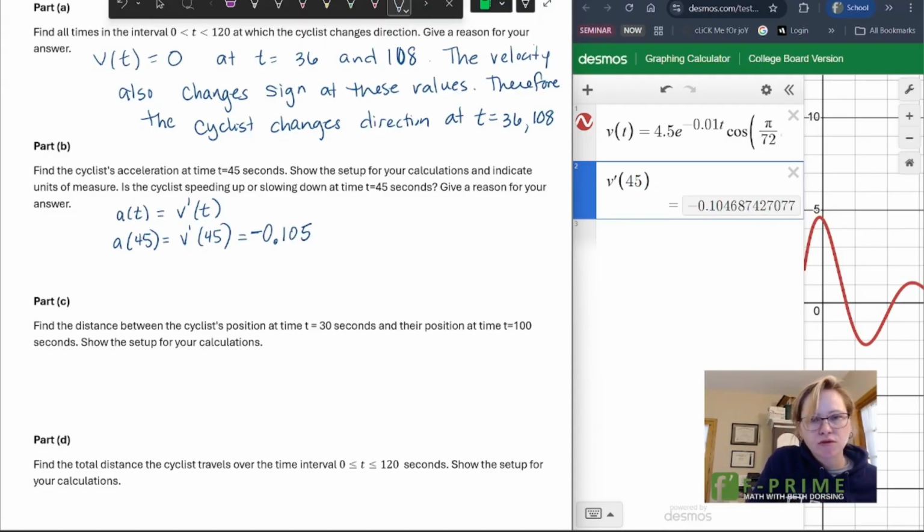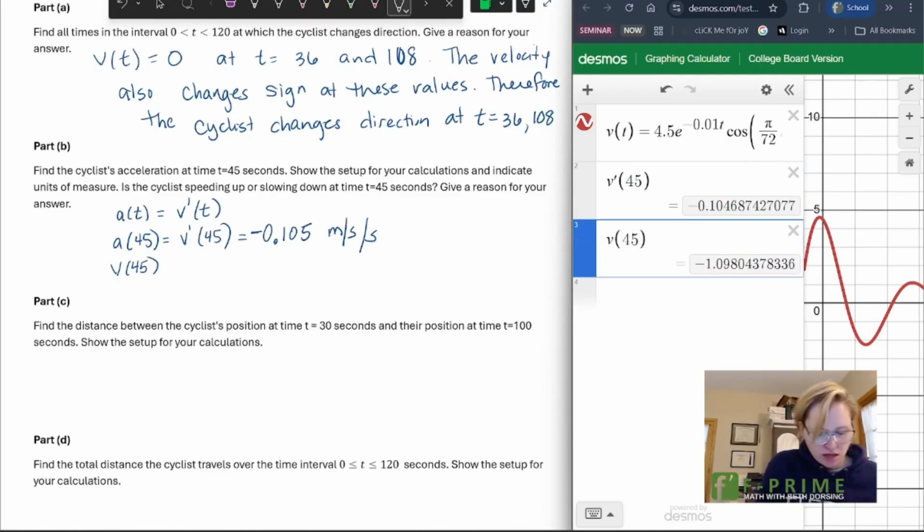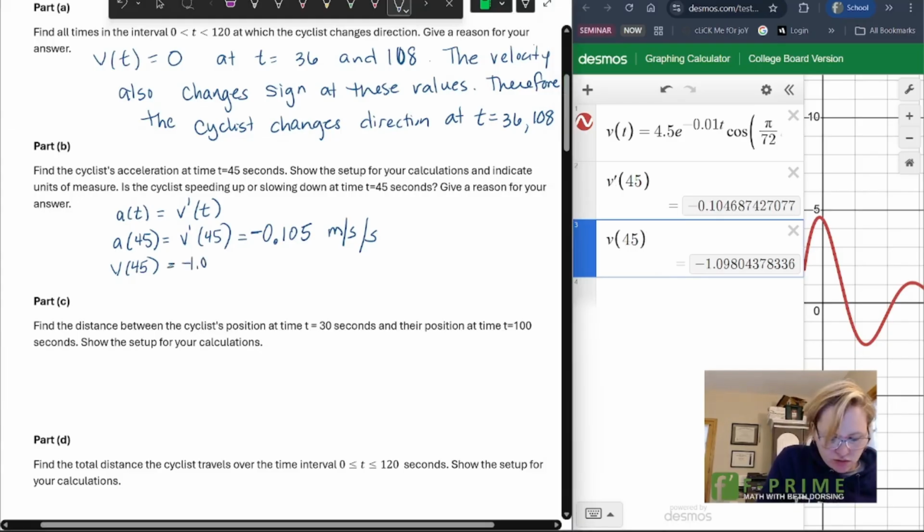So anytime I do a derivative, I'm going to take the meters per second, and I'm going to add a per time, or in this case it's per second. So meters per second squared, or meters per second per second. Then it wants to know if the cyclist is speeding up or slowing down. So in order to know what's going on here, we also need to know the velocity. So I'm going to find the velocity at time 45. And the cool thing is Desmos will also do that for me. So I'm going to type in v of 45, and it's going to spit out the number, and I'm going to record that, negative 1.098 meters per second.